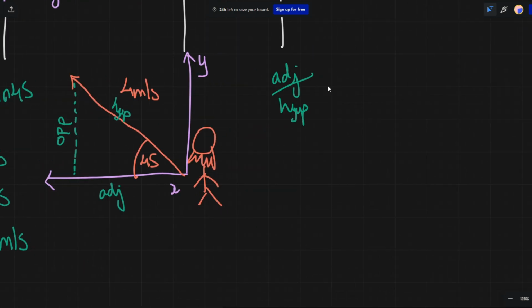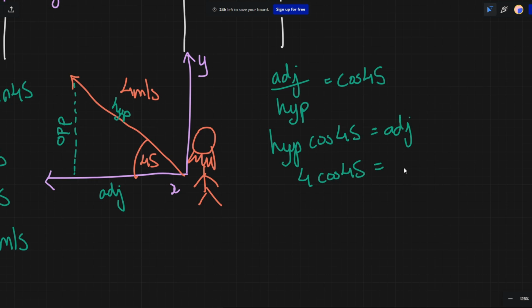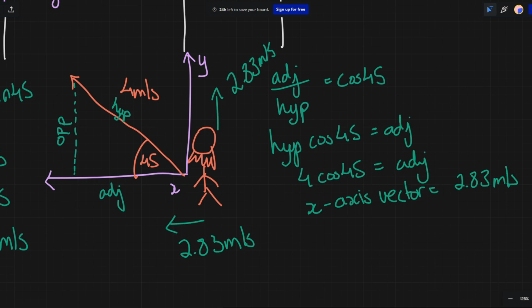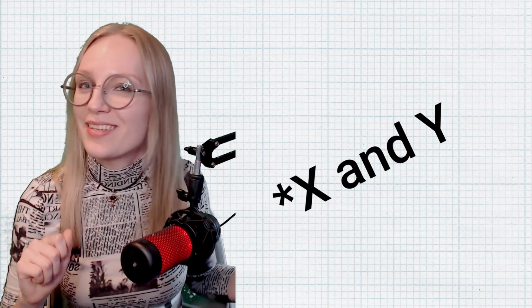We can do the exact same thing except using the cosine rule, adjacent over hypotenuse is equal to cos 45, and determine as well that the answer is 2.83 meters per second. What is going on? Why is the answer the same? Is this a mistake? No, this is what a 45-degree angle is all about. So if you ever see that 45-degree angle, know that your components are going to be the same in the x and y.